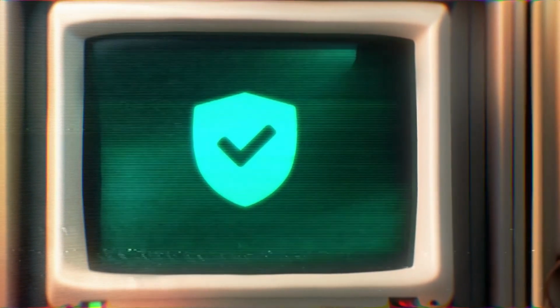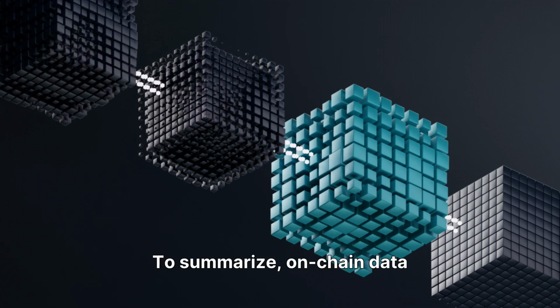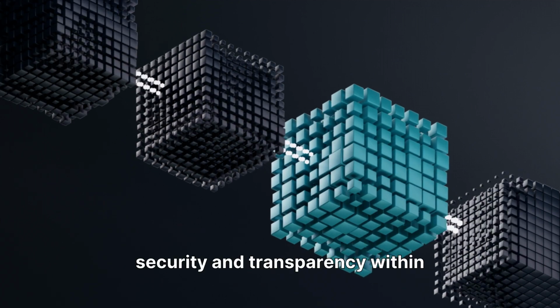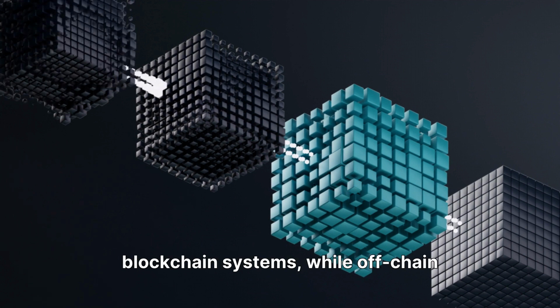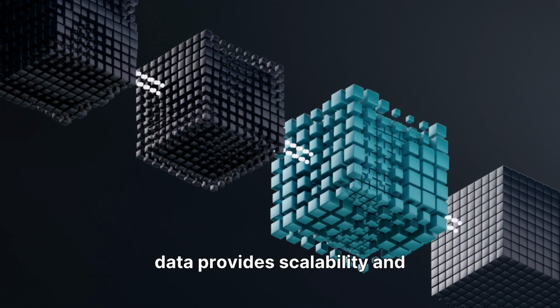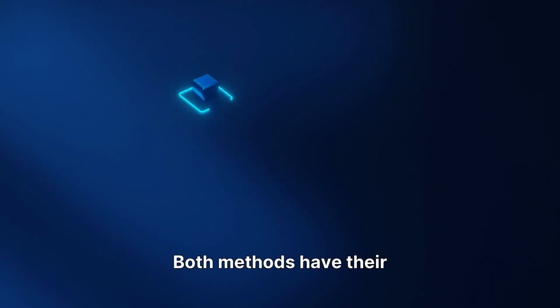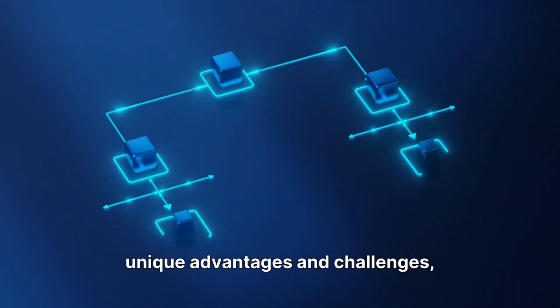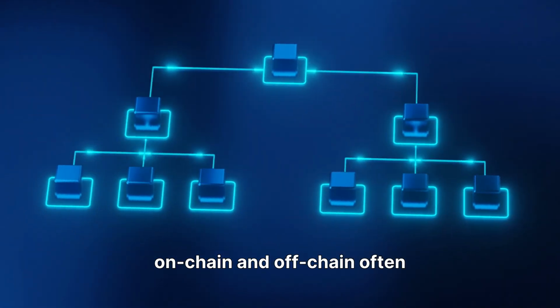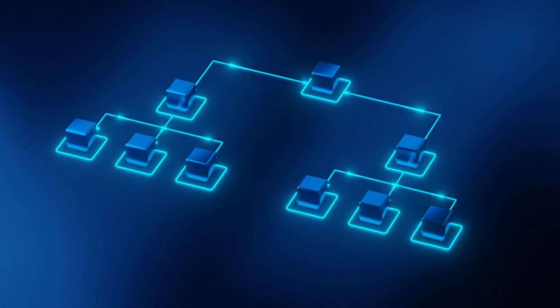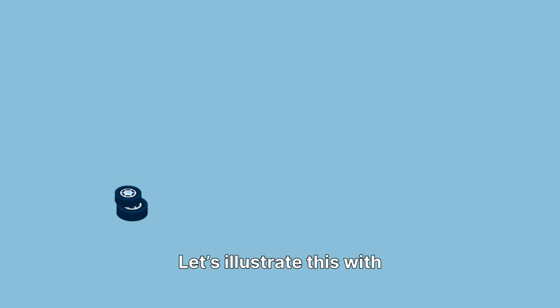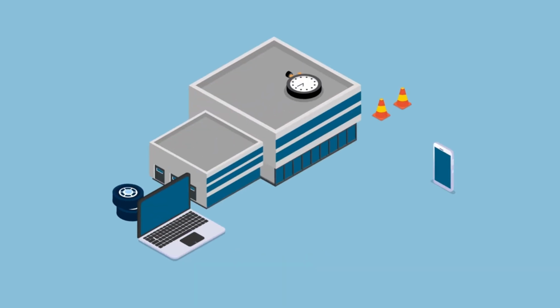To summarize, on-chain data is vital for maintaining security and transparency within blockchain systems, while off-chain data provides scalability and flexibility for applications that need them. Both methods have their unique advantages and challenges, and the choice between on-chain and off-chain often depends on the specific use case. Let's illustrate this with a real-world example.